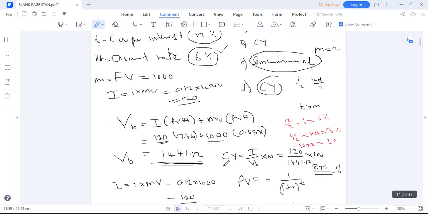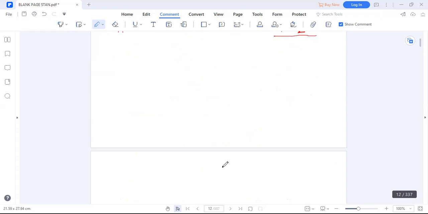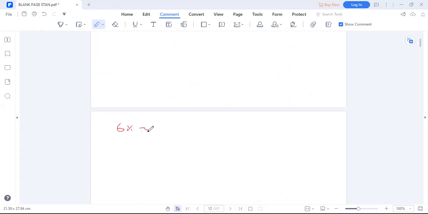So let's proceed. 6% is our coupon interest because of the 12 divided by 2. 3% is our market rate because of the 6 divided by 2. And the 20 is our number of periods because of the 10 multiplied by 2. So with this data, can you tell me how we calculate the capital I?